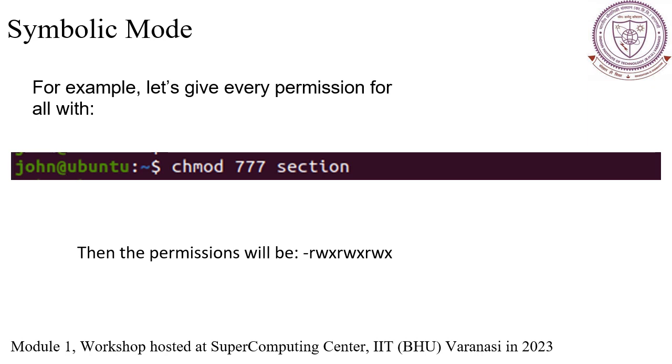Now see the 777 permission. If we give chmod 777 and the file name, that is section, this command will give read, write and execute permission to everyone for the specified file. This is a very powerful command and it should be used with caution. So when we give 777, the owner of the file gets read, write and execute, that is RWX, the group people also get RWX, and all other people also have read, write, execute.